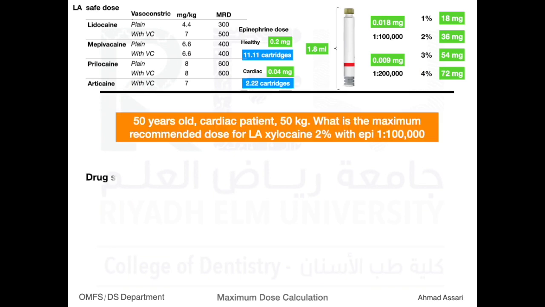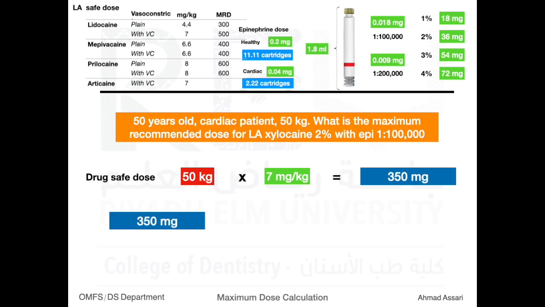Another example, 50 years old, cardiac patient, weighs 50 kilograms. What is the maximum recommended dose when injecting xylocaine 2% with epinephrine 1 over 100,000? Xylocaine's safe dose is 350 milligrams for that patient. Dividing that over 36 will give 9.72 cartridges.